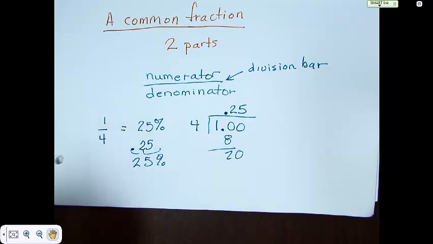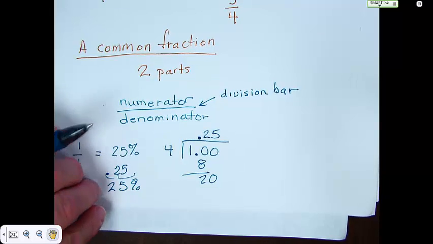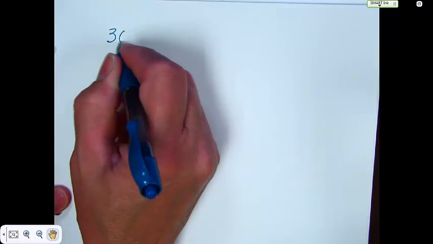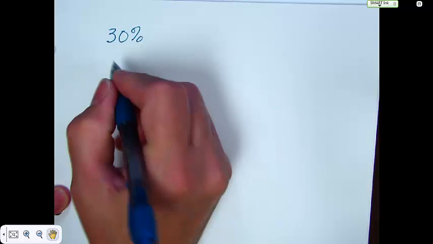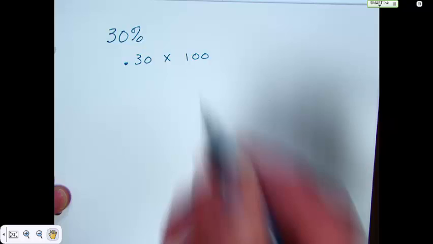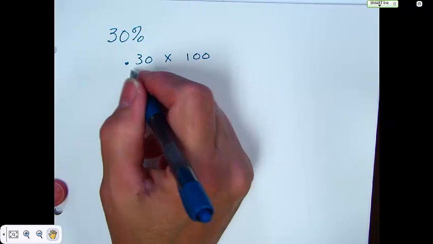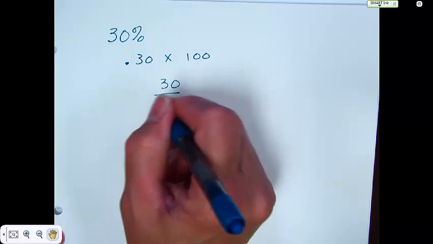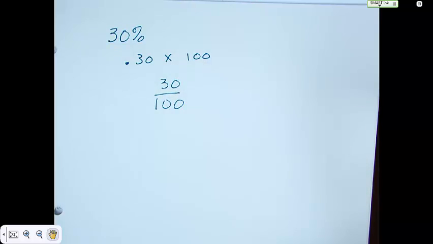And that's a basic way to deal with percents. Percents are really just saying a part of a whole as well. So when you're talking about a percent, if you're talking about 30%, you're talking about 0.30 times 100. 0.30 times 100 is 30%. So it'd be 30 out of 100. It's the same thing.